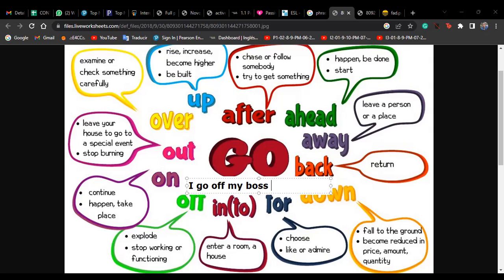That's my example. Now you have 30 seconds. Write your example in your notebook and tell me with your example, please, using the phrasal verb go. You have 30 seconds. Create your example. Create your example, please. Give me one example, please.